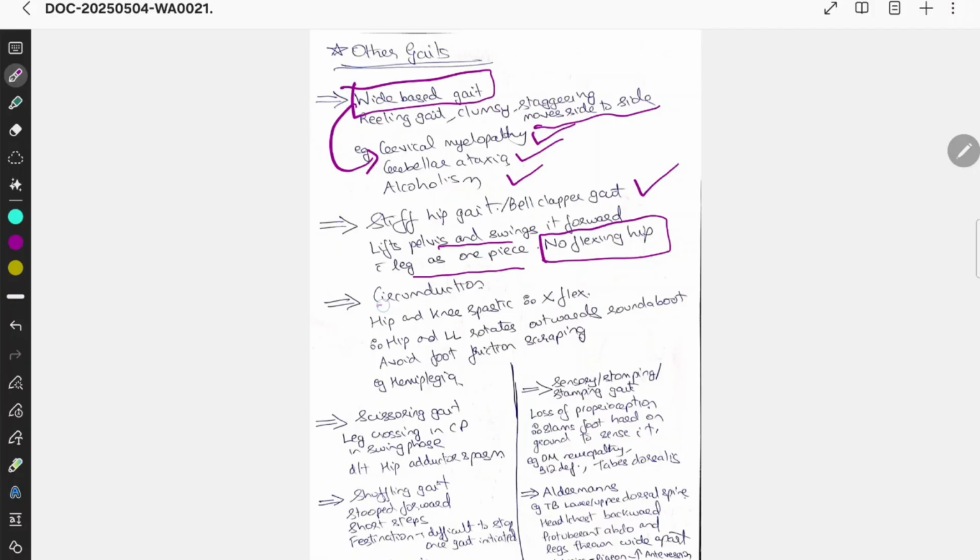Now what is the circumduction gait? In circumduction gait, hip and knee are spastic, so they don't flex. So the hip and lower limb rotate outwards in a roundabout way. And why does this compensation happen? To avoid the foot scraping on the ground. Okay, commonly seen in hemiplegia.